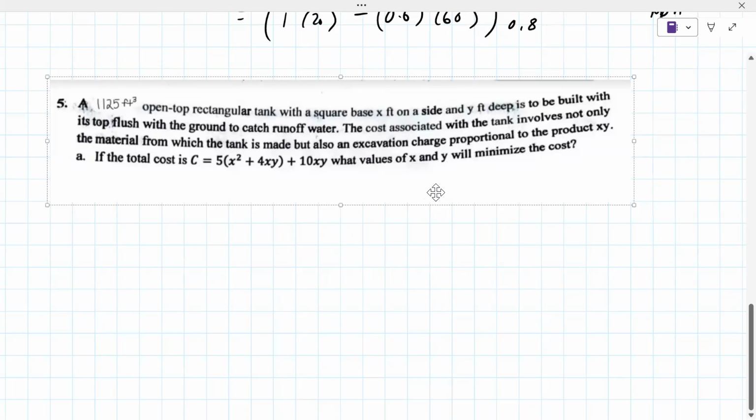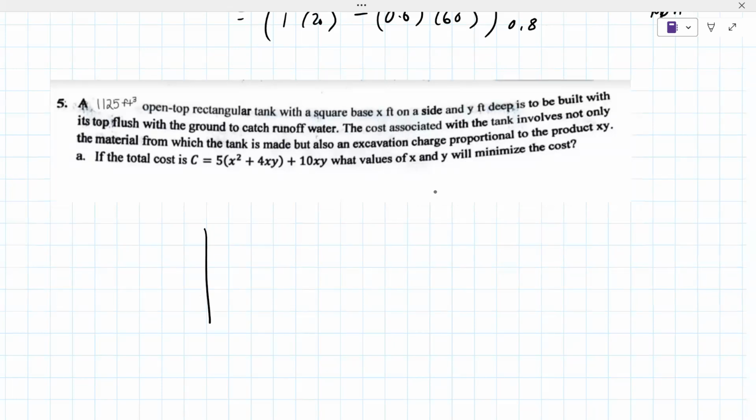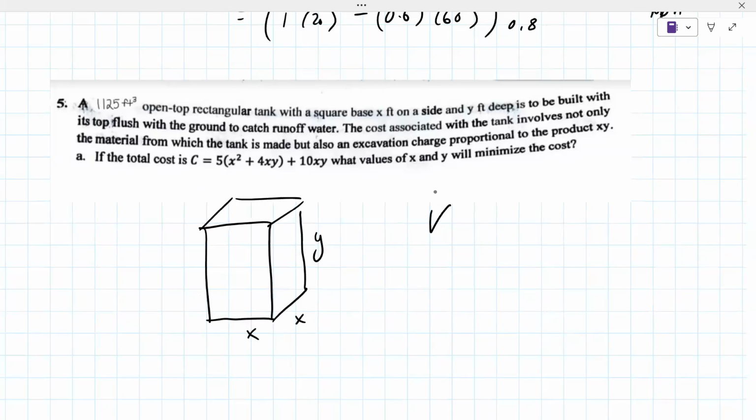All right. So you've got to draw a picture. So the rectangular tank here, something like this, x and y. So the volume is x squared y. The volume is given as 1125 equals x squared y.